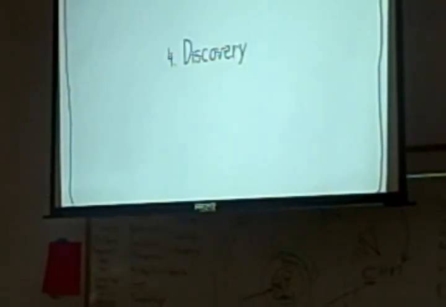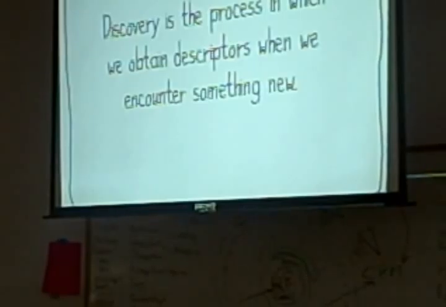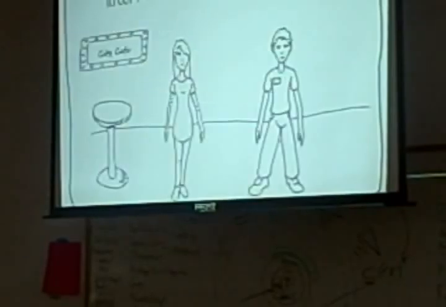Alright, so now we come to discovery. Discovery is where we put all this together. It's the process in which we obtain descriptors when we encounter something new. So we find something new, and we want to learn more about it. So we need to get a descriptor that tells us how to interact with it and what it is about. So in this example, we have a girl coming to a place, and there's a man there, and she's trying to figure out how to find descriptors about what's going on.